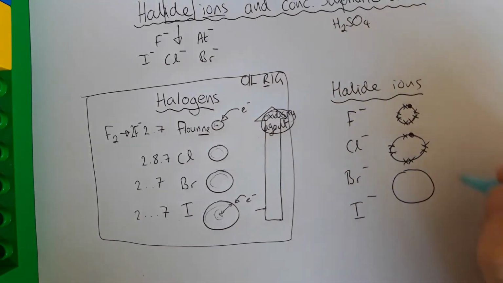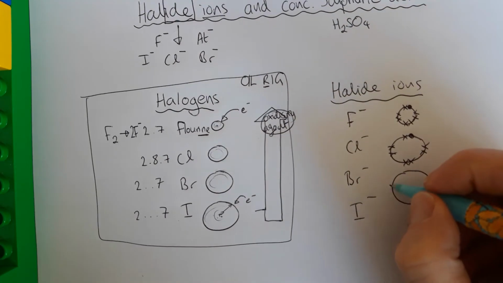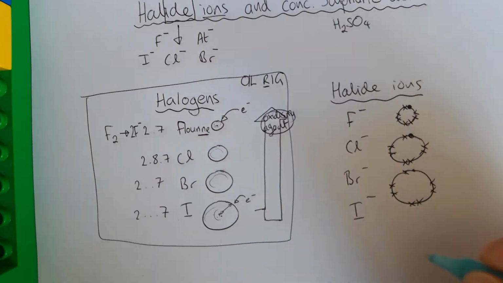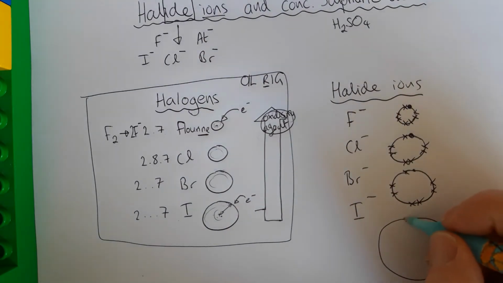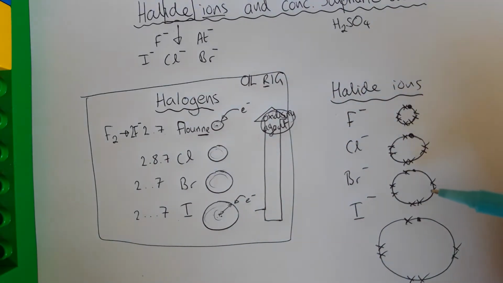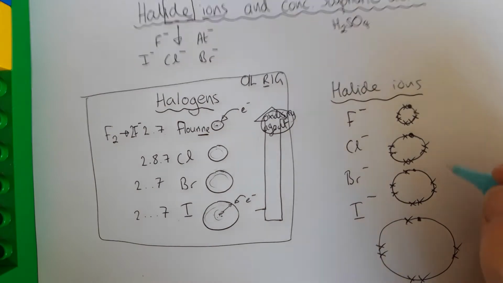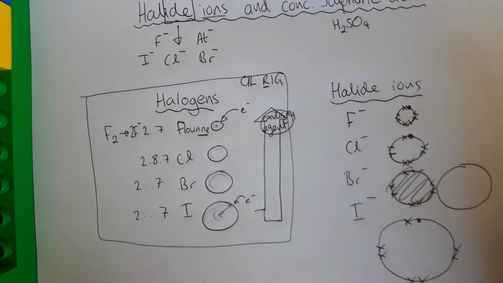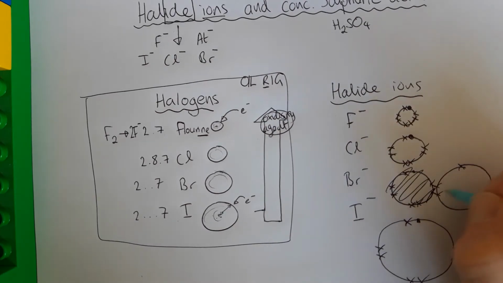Bromide, that's meant to be a bit bigger still. Maybe should have made it more obvious. 1, 2, 3, 4, 5, 6, 7, there's the extra electron. And here's iodide, I've probably overdone that one. 1, 2, 3, 4, 5, 6, 7, and there's the extra electron. Can we just imagine that bromide's a little bit bigger, please? No, tell you what, I'm going to draw it again. Didn't make it that much bigger, but anyway.